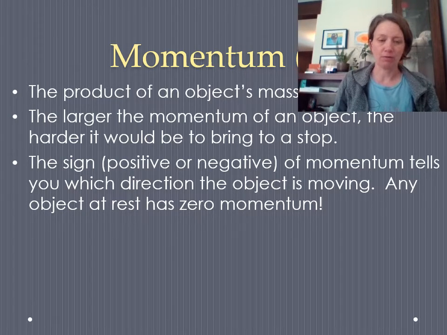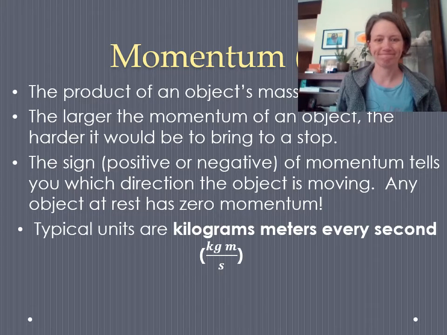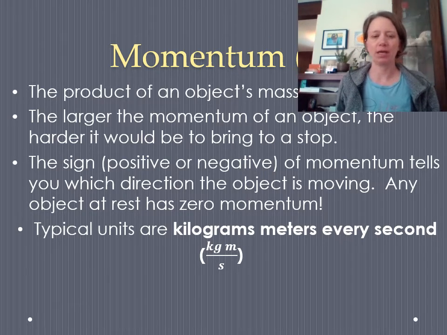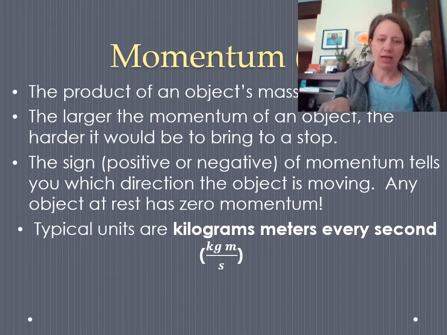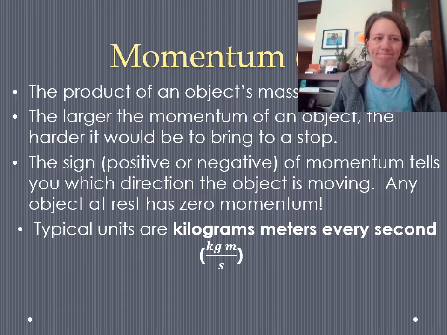Just like what we talked about with velocity, the sign of the momentum just tells you which way it's moving. Incidentally, if an object is at rest, no matter what it is, it's going to have zero momentum. The typical units of momentum are the kilogram meters every second, which is a weird, complicated unit. We write it kg·m/s, and you will see when we do some calculations where that unit comes from.